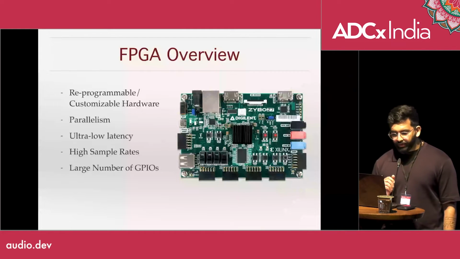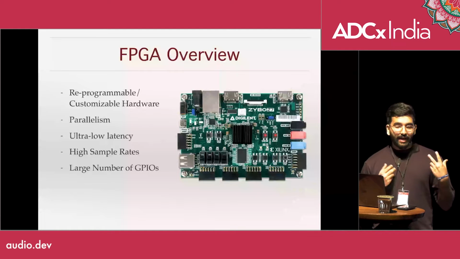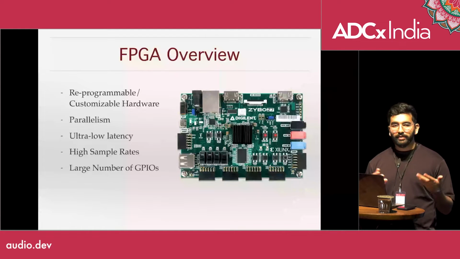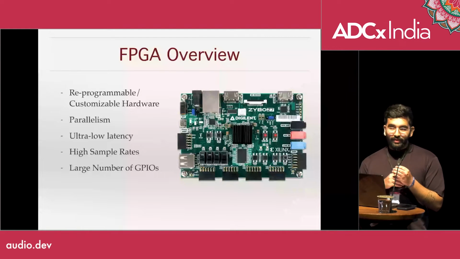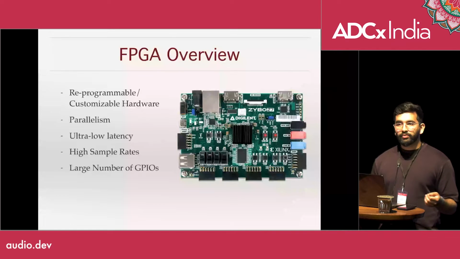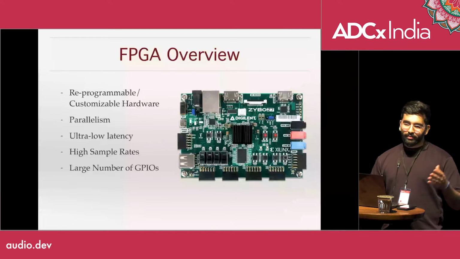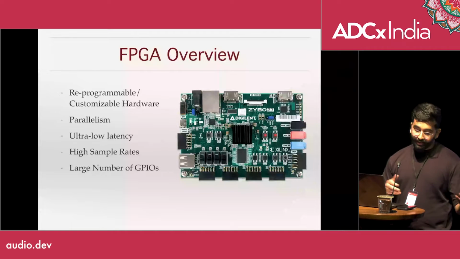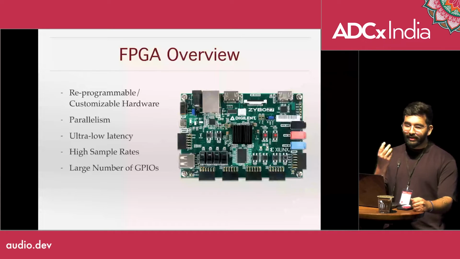Another thing that we can do on FPGAs is there's a large number of GPIOs, or general purpose inputs and outputs. So that means you can have a lot of channels again. Like doing spatial audio, huge arrays of speakers can all be processed in parallel without any problem on a single small chip.